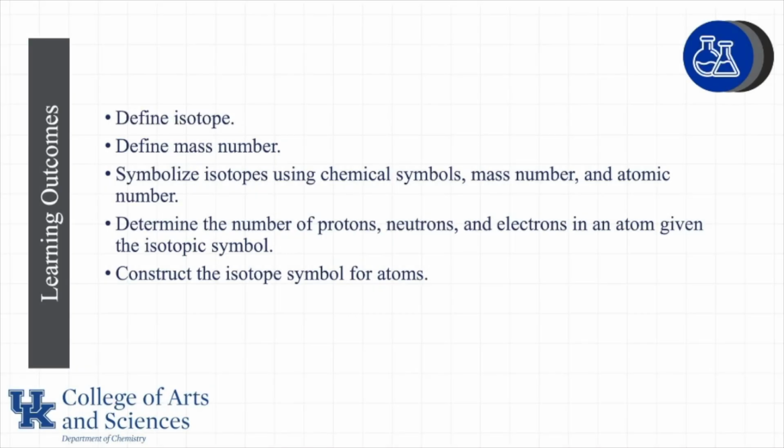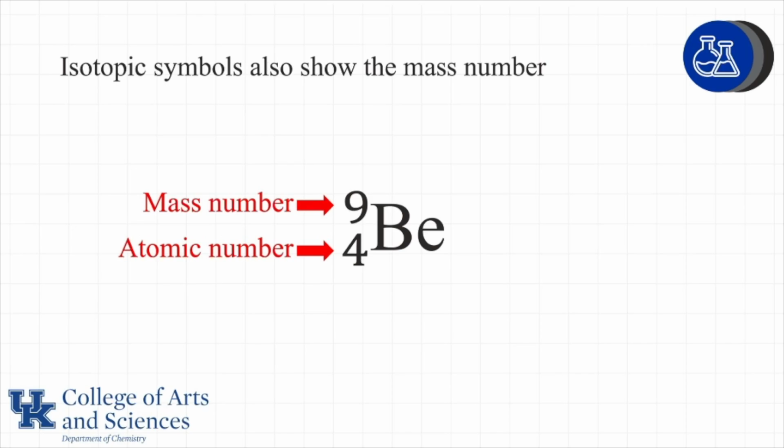In this lesson, we're going to look at the isotopic symbol, mass numbers, and how we determine the number of protons, neutrons, and electrons in an atom of a particular element. In the previous lesson, we talked about the atomic number, or the number of protons, and that's always shown as a subscript before the symbol. We also have a number on top, which is called the mass number. And for this particular atom, the mass number is 9.